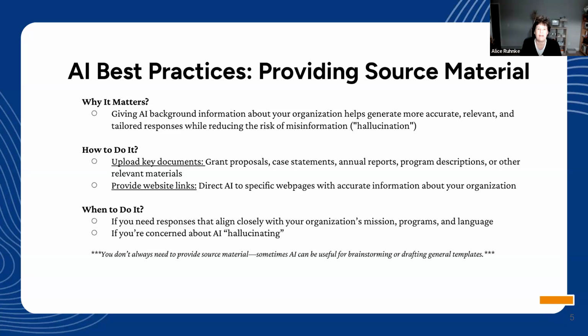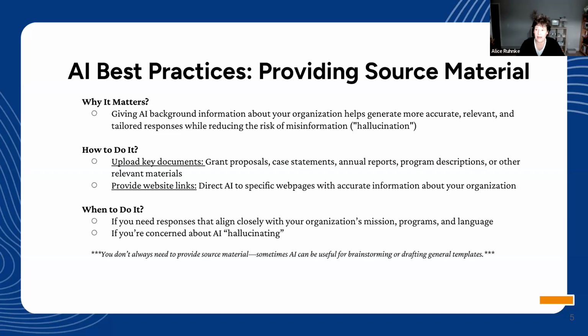And that really helps with what they call, I'm going to say that word right, hallucinations, where if you use a tool and you put in really generic questions, it's going to find an answer for you, it's just not going to be your answer. So we'll talk about the types of source materials you can use, and how you can upload those documents, such as grant proposals or annual reports, into the AI tool.